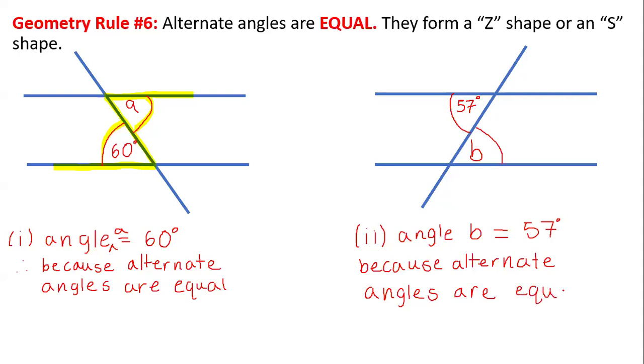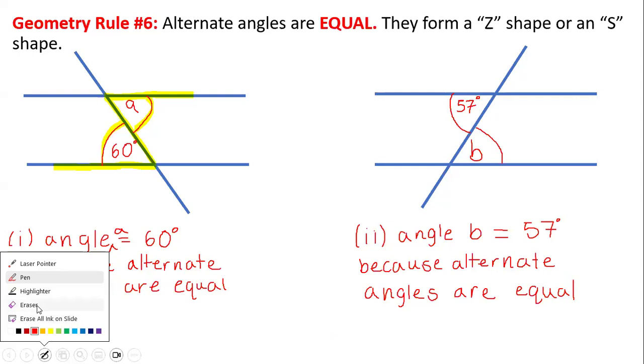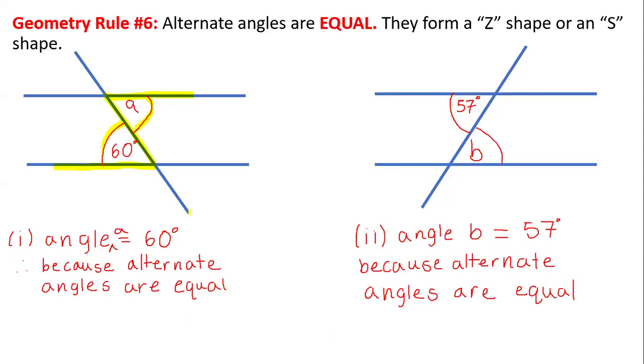And so what shape should we be expecting to find when we're dealing with alternate angles? Z or S. So this one is shaped more like a Z or S. This one is also the same thing. Let me use the highlighter. So this right there is the Z shape. I think this one shows the Z shape better. And they're alternate angles, you can see it, right?